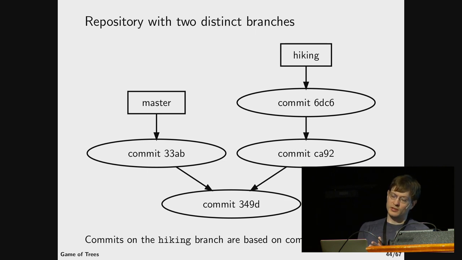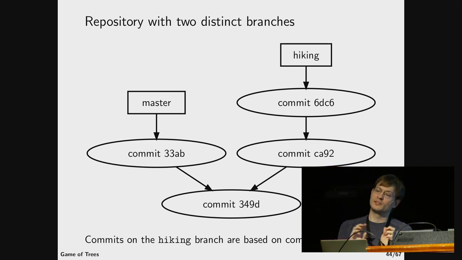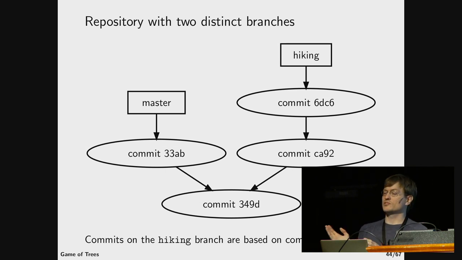So what's important here is that because we consider the master branch to be an external branch, it's basically part of the official public history that the project has produced, right? And our hiking branch holds local changes that only we see.